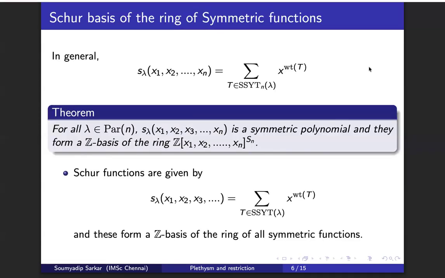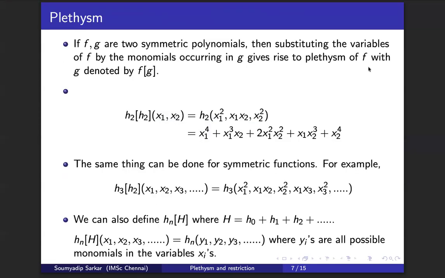Now I want to introduce one interesting operation on the ring of symmetric polynomials, and then I'll go to symmetric functions. So what is plethysm? You start with two symmetric polynomials. I will demonstrate by one example.